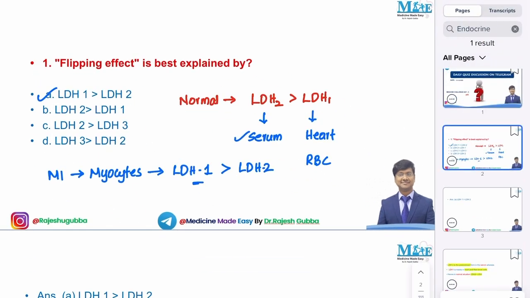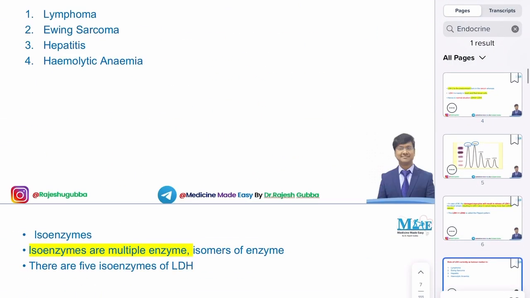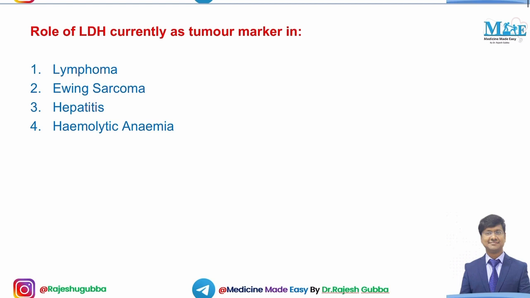For example, you see this slide, this is very important. LDH is used as a tumor marker in the case of lymphoma, Ewing sarcoma, hepatitis, and hemolytic anemia. Now this LDH, lactate dehydrogenase, is present in the form of isoenzymes.